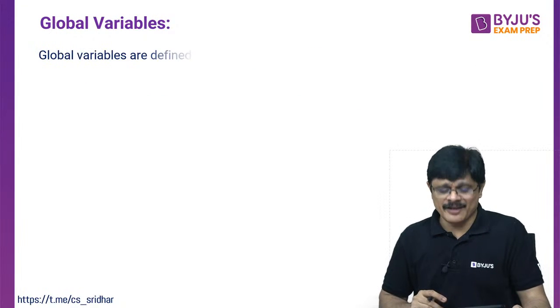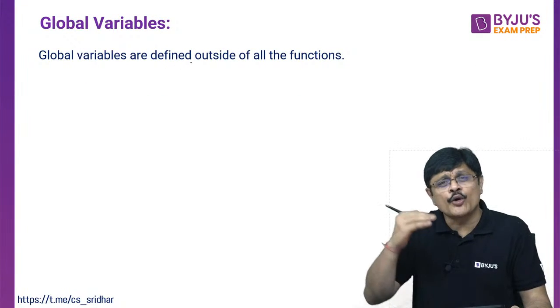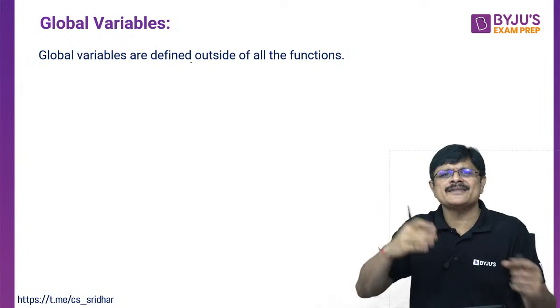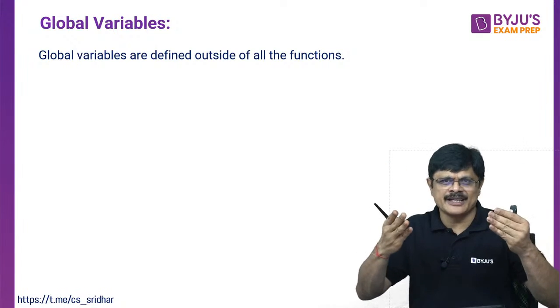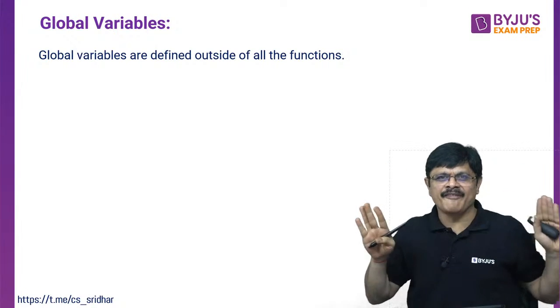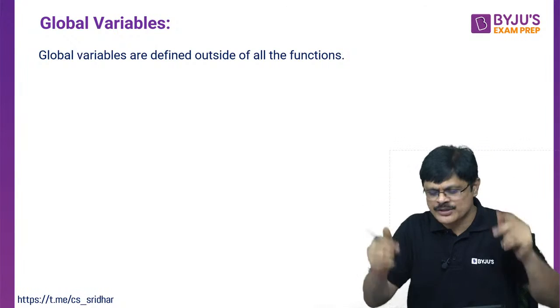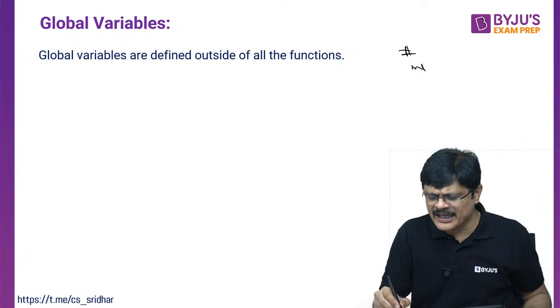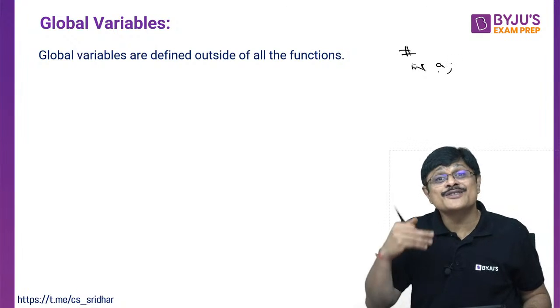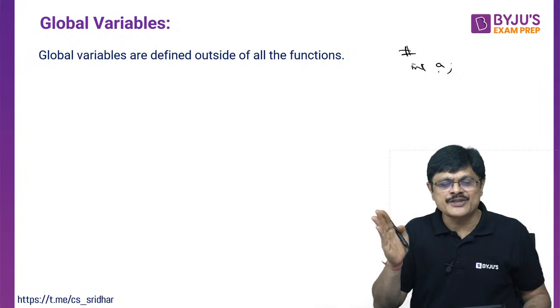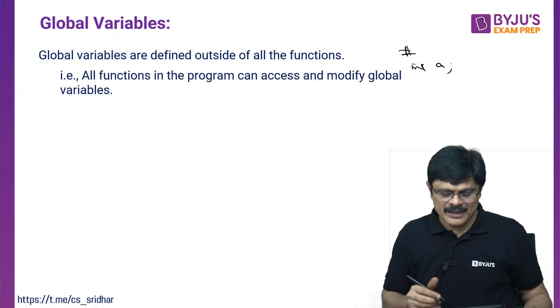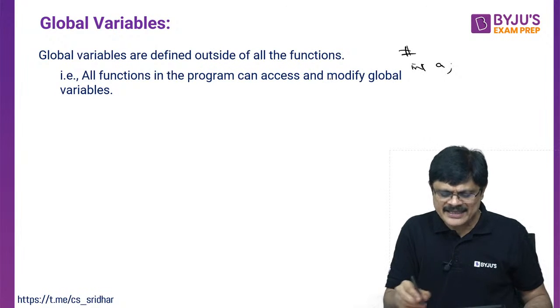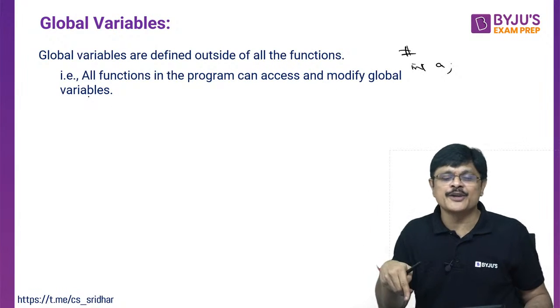Next one is global variables. Global variables are defined outside of all functions. Global means outside of all functions you define it. Not within any block. They are free of blocks. For example, #include <stdio.h>, here you may write int a. So it is global, outside of all functions. Am I clear? All functions in the program can access and modify it. All functions can use it.